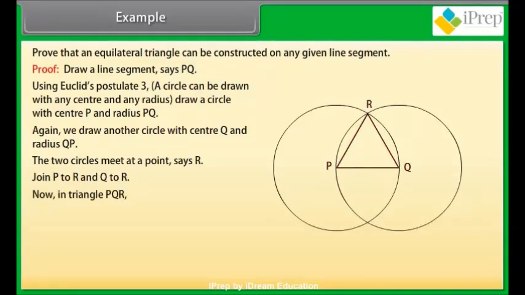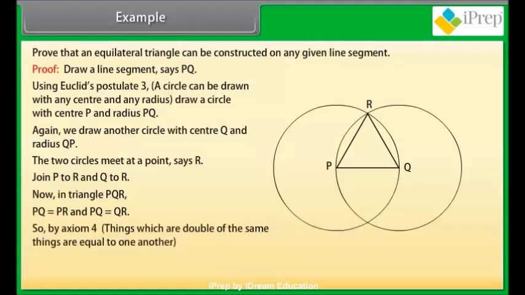Now in triangle PQR, PQ is equal to PR and PQ is equal to QR. So, by axiom 1, things which are equal to the same thing are equal to one another, we get PQ = QR = PR. Hence, triangle PQR is an equilateral triangle.